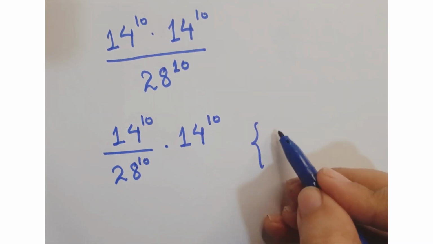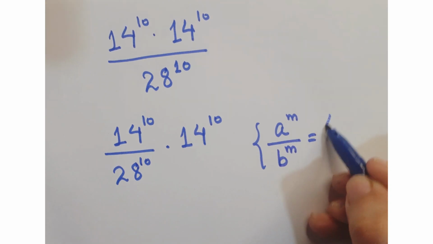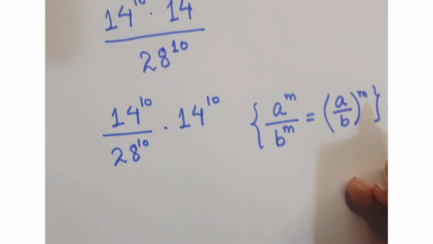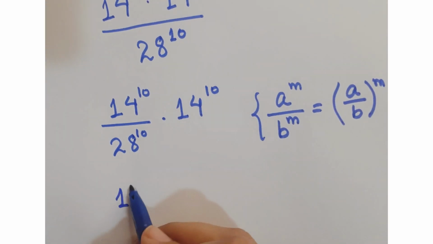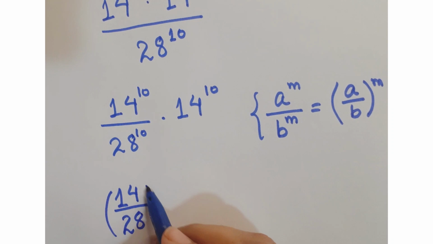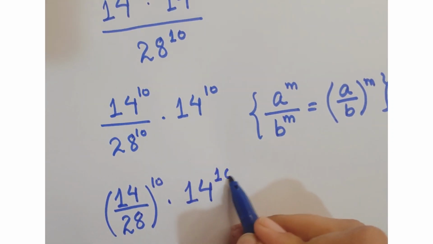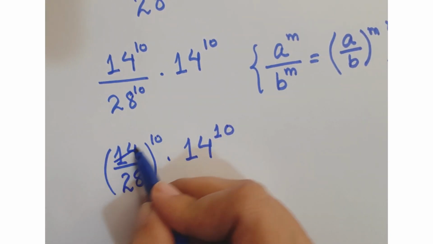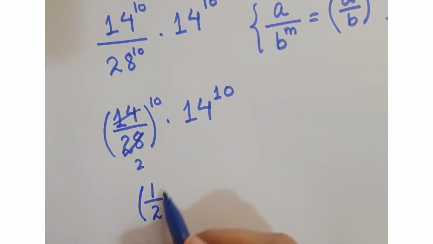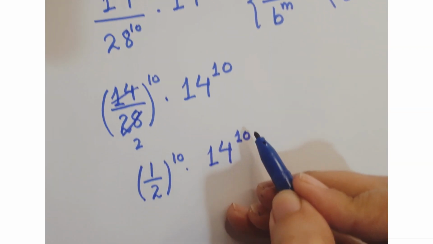As you know that a to the power m upon b to the power m can be written as a upon b whole to the power m. Now 14 to the power 10 and 28 to the power 10 can be written in a single bracket with the power 10 into 14 to the power 10. Now this 14 and this 28 get cancelled, so you get 1 upon 2 whole to the power 10 into 14 to the power 10.